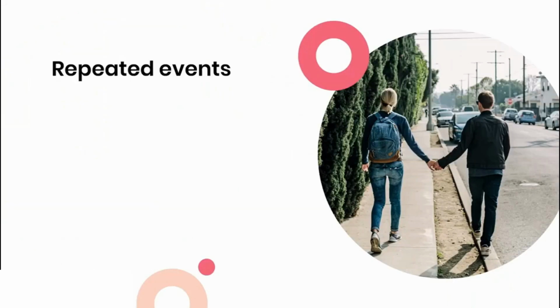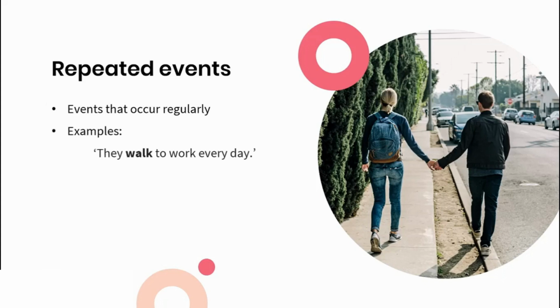The next instance in which you can use present simple tense is to speak about repeated events. In other words, events that occur regularly. These are similar to habits. For example, they walk to work every day. She goes on holiday every December.